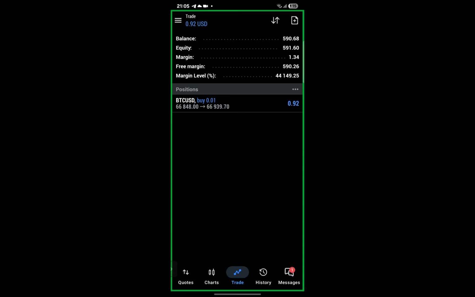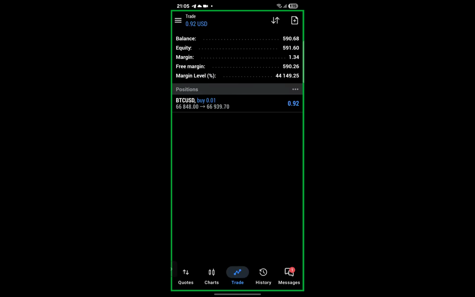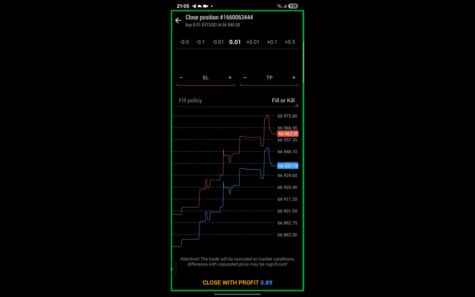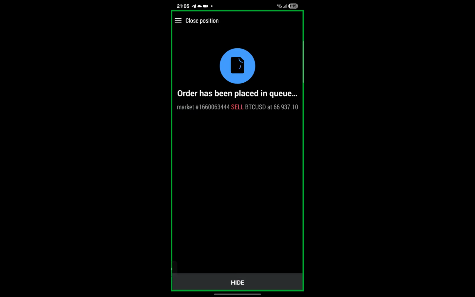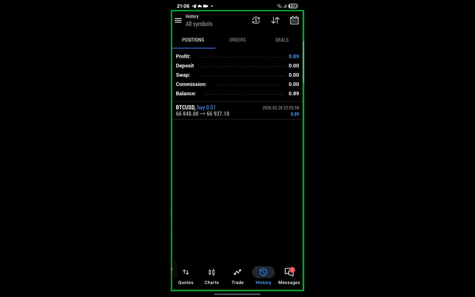If I close this trade now, look at my account balance, it's showing 590.68. If I close this trade now, it has increased to 591.57, from 590 to 591. Why? Because I've closed the profit. So only when you close the trade do you collect that profit.